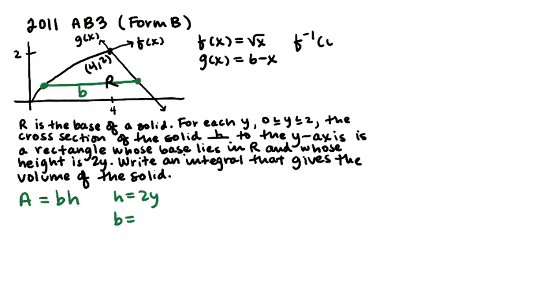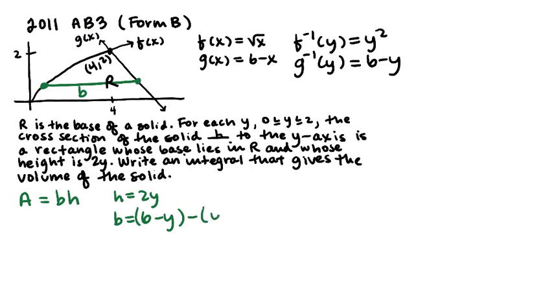I'll say f inverse of y equals y squared. And over here, g inverse of y is going to equal 6 minus y. So that's like saying x equals y squared and x equals 6 minus y. So base will be right minus left. The one on the right is the line, so that's x equals 6 minus y, and the left is going to be x equals y squared. So that's 6 minus y squared. I might make it a little easier to look at.